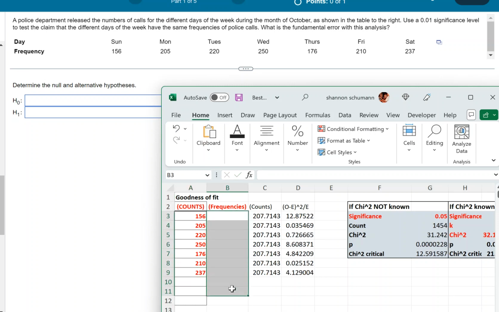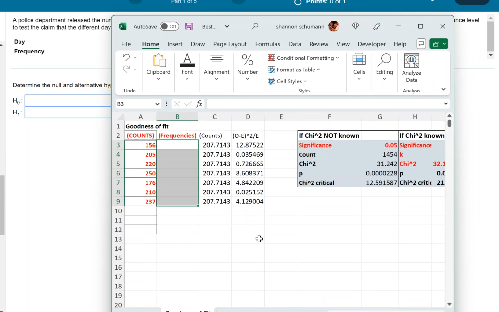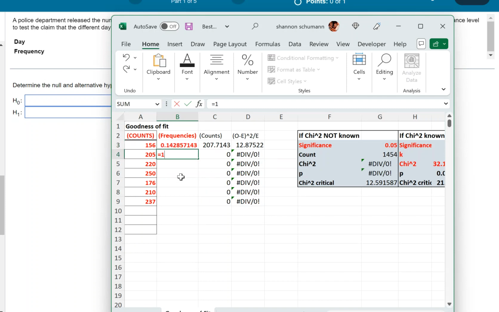Now we have to figure out what our expected would be. Those are going to be frequencies. We expect all of our frequencies to be equal for this one. They're not giving us a bunch of frequencies that we need to match. I think the Benford's Law problems have some frequencies that you need to match, and in that case, you would just type them into this column as decimals. But in our case, we expect them all to be equal. There are 7 days of the week, so I would expect each frequency to be 1/7. So I'm just going to type that in, equals 1 divided by 7, and I'm going to fill that in down the row.